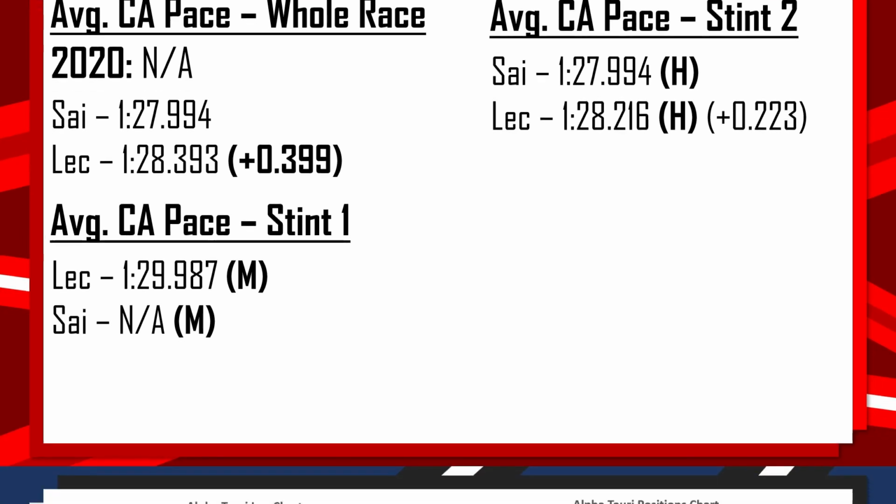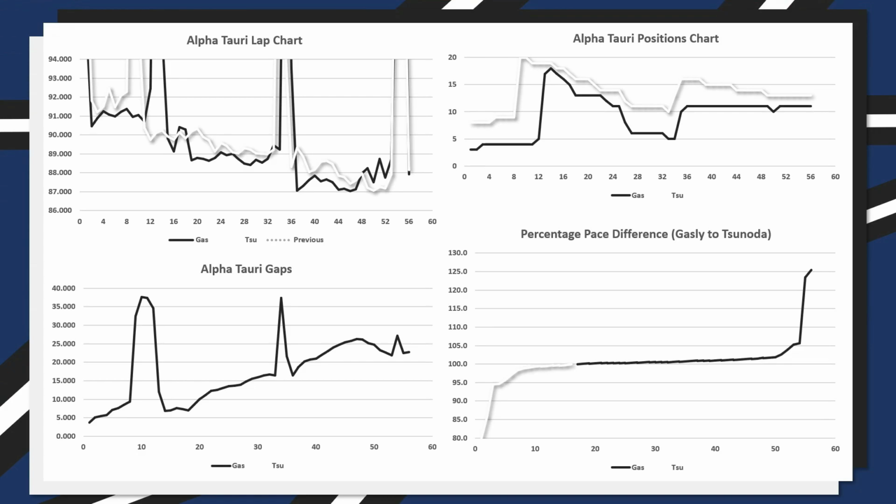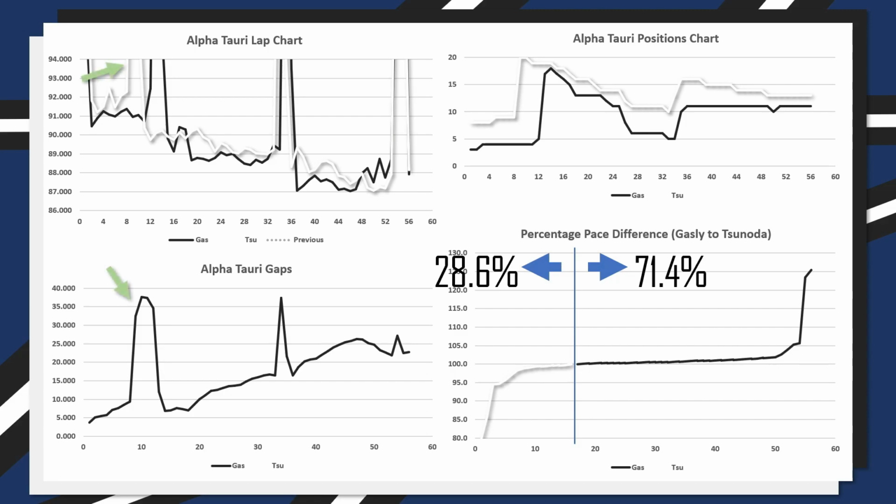So from Ferrari, we will now take a look at AlphaTauri, and splitting their percentage pace difference down the middle, we can see that for 28.6% it is Yuki Tsunoda in the white who is the faster car, and therefore for 71.4% it is Pierre Gasly in the black. Now even though they're fairly close in pace, there is actually a large disparity between the two drivers of around 3 to 4 tenths per lap consistently across this entire race in Gasly's favour.